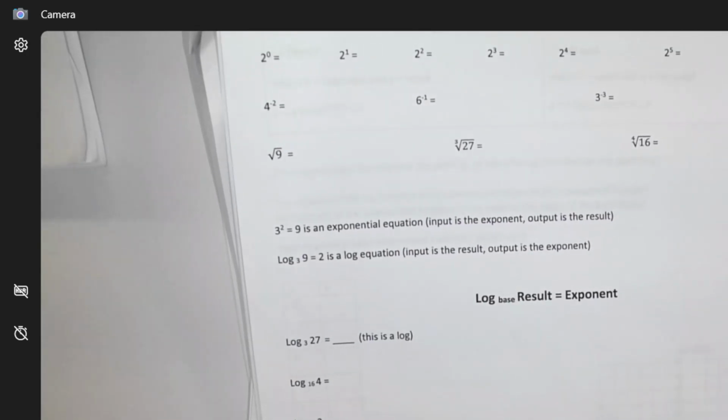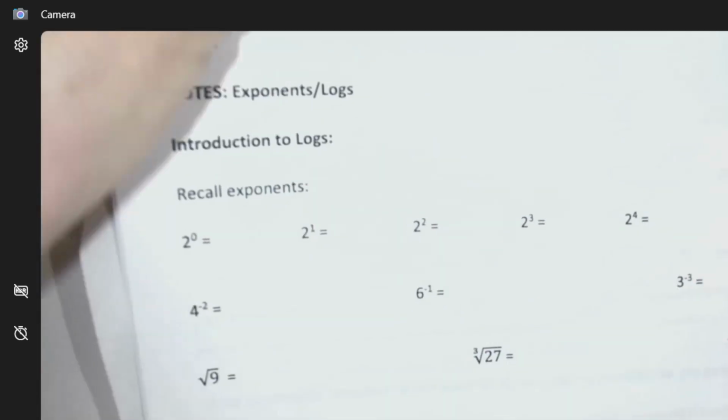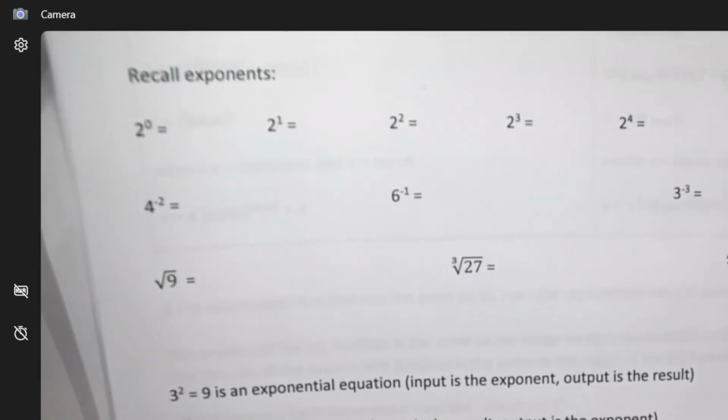Okay, we're going to start this exponential logarithmic unit by going back to grade 10. You ready to go back to grade 10? Okay, so here are some basic things.